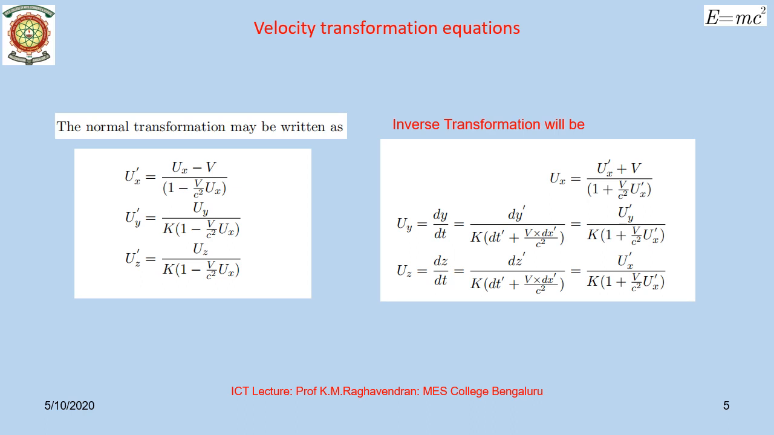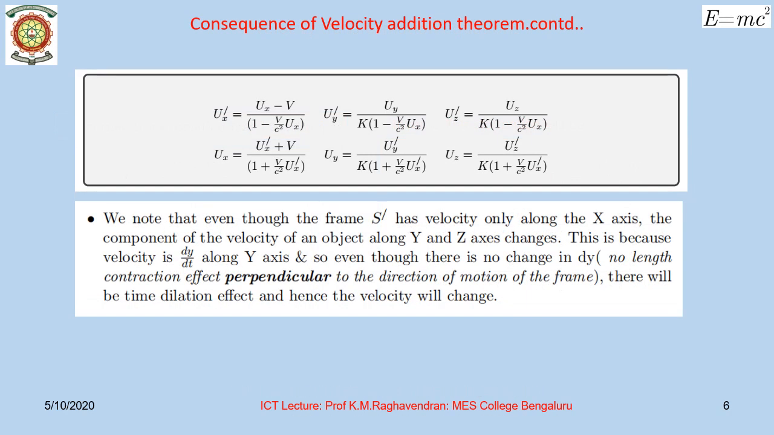times 1 plus v by c squared ux dash, and finally uz equal to uz dash divided by k times 1 plus v by c squared ux dash. Thus, we see that these transformation equations are different from the Galilean transformation equations for velocities. I'll look at some consequences of the velocity addition theorem in this slide.